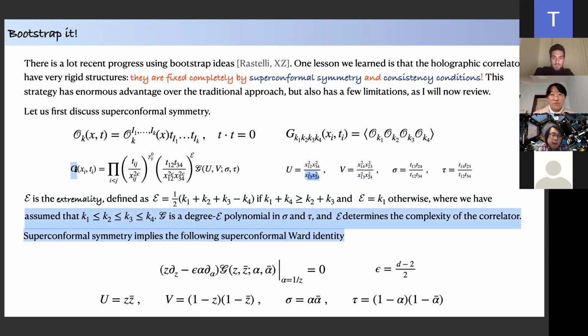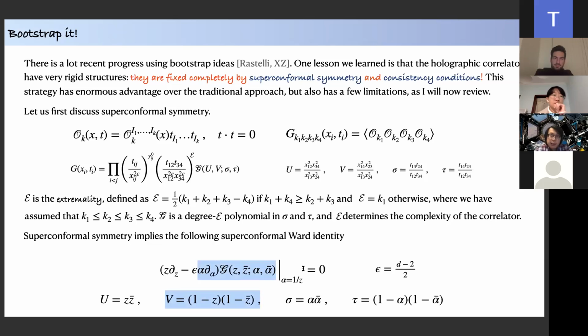Now, in this step, I've only used the bosonic part of the superconformal group. There are also constraints from the fermionic generators of the superconformal group. And those are going to impose extra conditions known as the superconformal Ward identities. To write these identities down, we need to introduce a change of variables. Here I'm going to write U and V in terms of z and z bar. And similarly, I'm going to write sigma and tau as alpha and alpha bar. Then the superconformal Ward identity tells me that the correlator on this special slice needs to satisfy this differential relation.